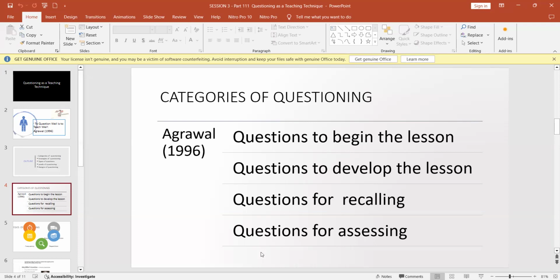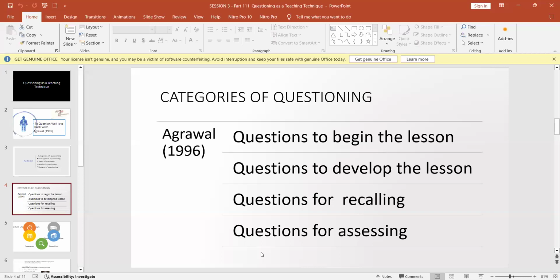So, according to Agrawal, the categories of questioning, in some other words, what are the uses of questioning, and why do teachers utilize questioning? That is at 4 levels. Questions to begin the lesson, that is, at the outset, they ask questions to introduce the topic, to recall prior knowledge, to motivate and arouse curiosity.